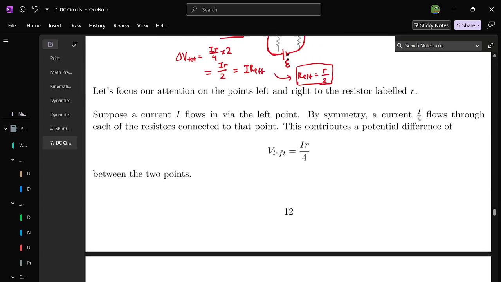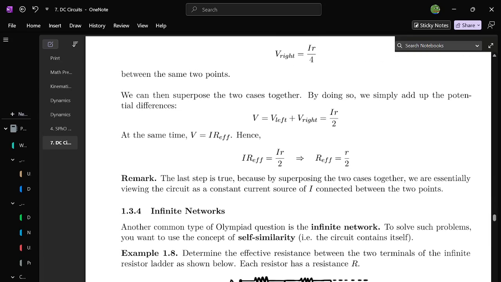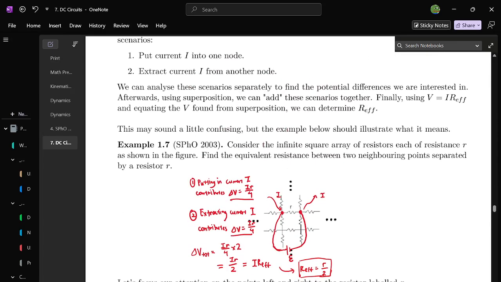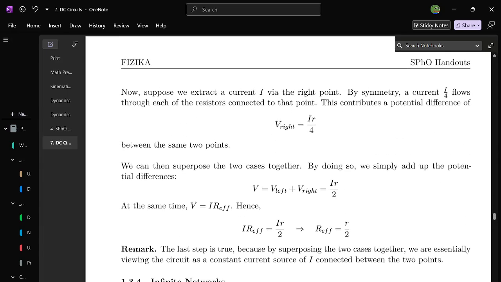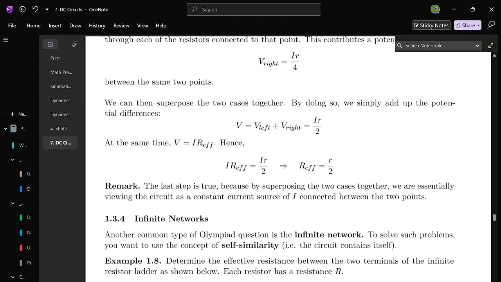So if you read here, this is exactly what I did. And you realize that the setup is actually quite symmetric because both cases of putting in and extracting current actually contribute the same potential difference. So that's quite nice. Yep. So that's on superposition. There are also more examples on superposition in the problem set.